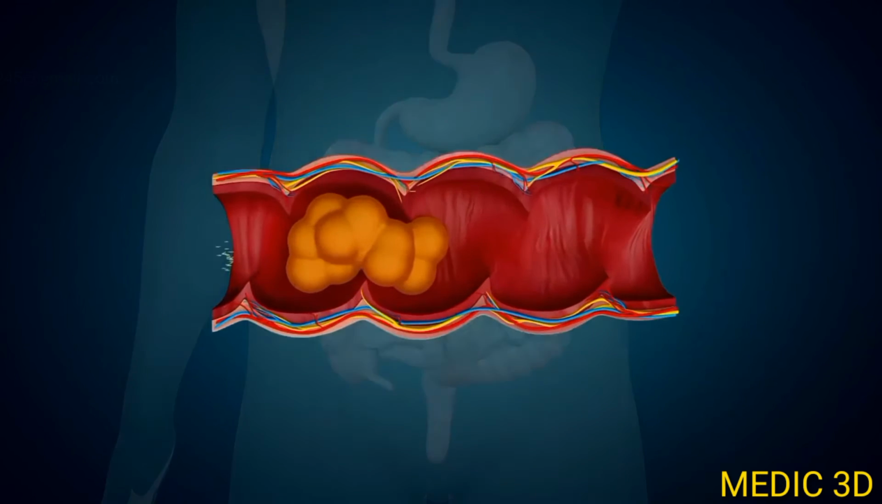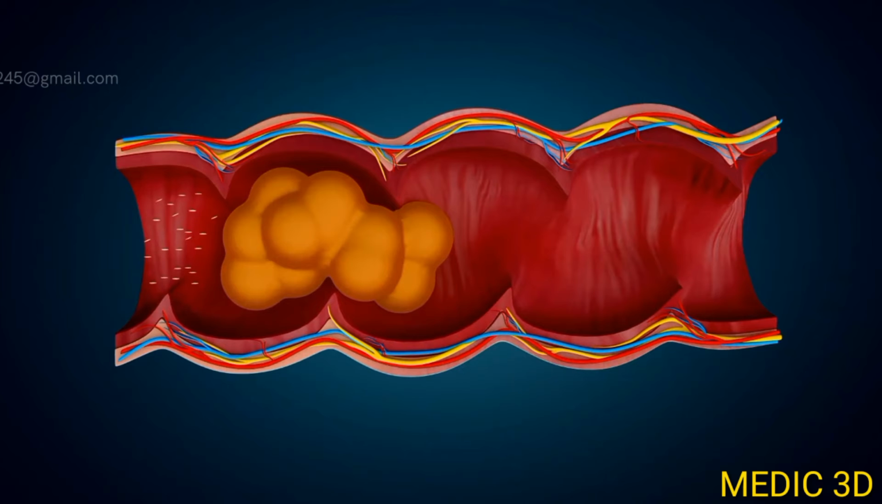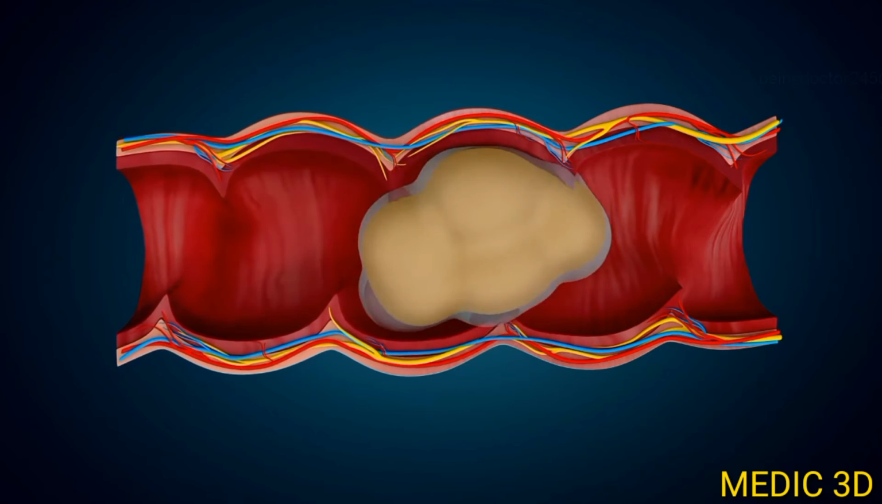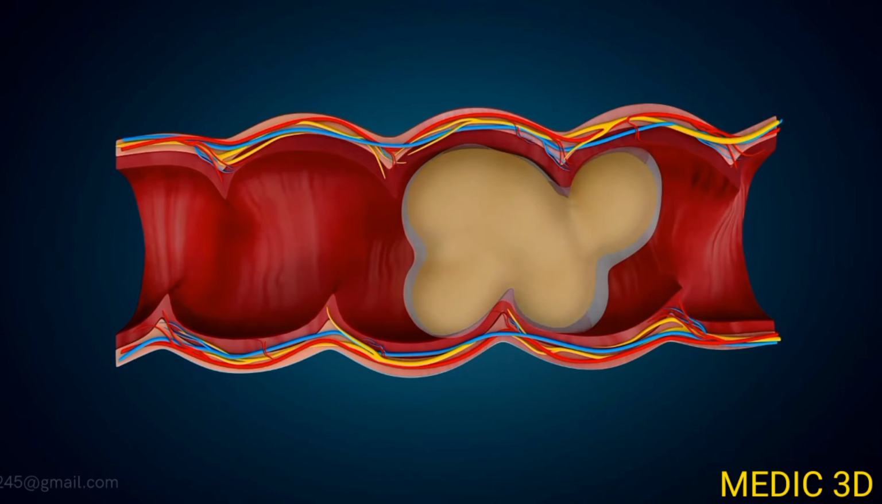Psyllium is a plant fiber and contains natural colloid mucilage, which forms a bulky gelatinous mass by absorbing water. It is largely fermented in the colon and increases bacterial mass and softens the feces. Because of this, there is distension which causes the enteric reflexes to increase bowel movements.